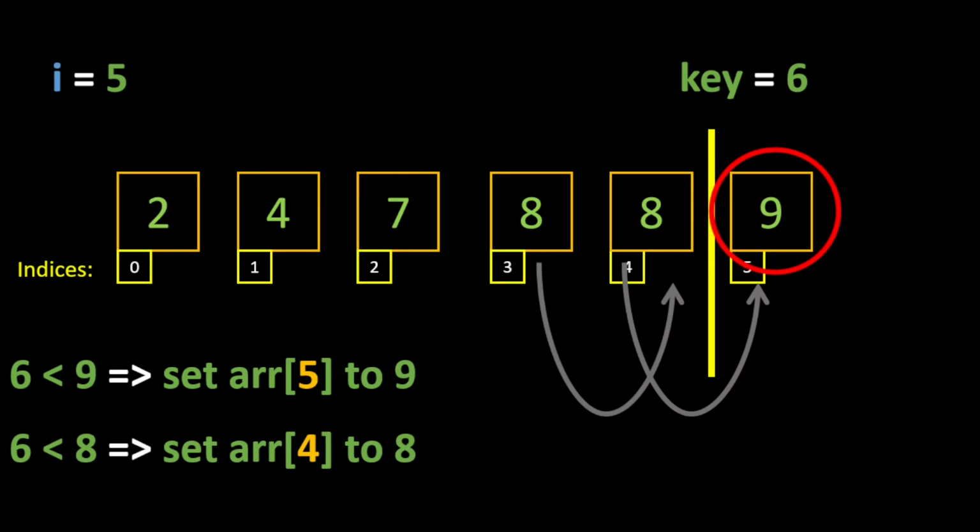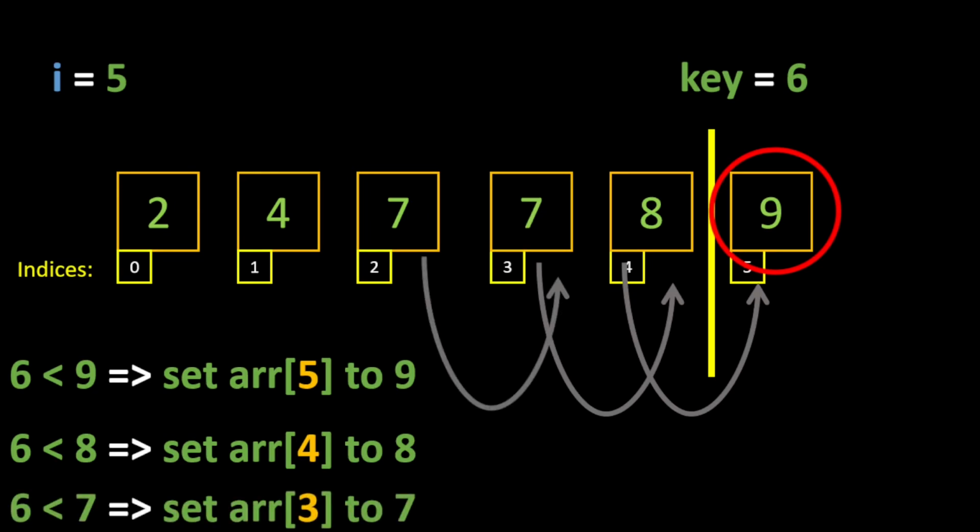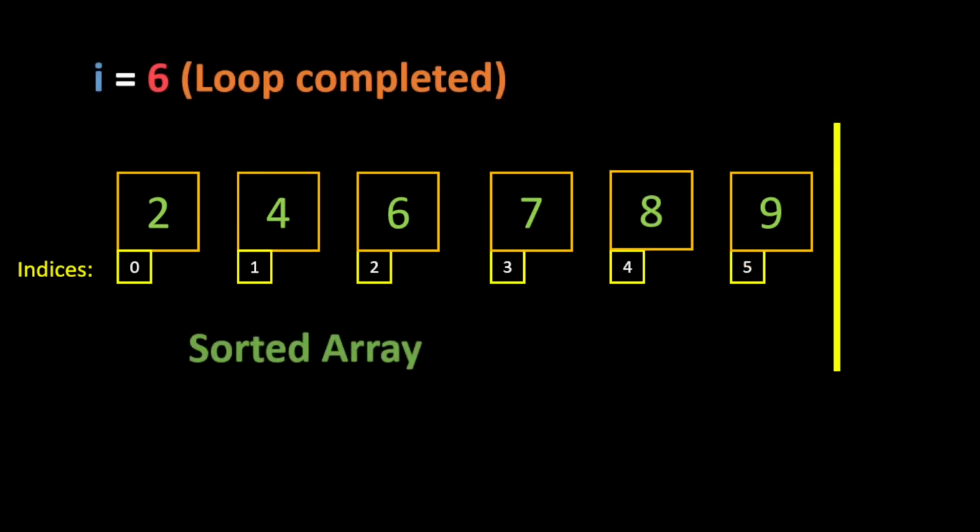We now compare the key to the element at index i minus 3. This one's also greater, so we move it to index 3. Next, we compare the key to the element at index i minus 4. This is smaller, hence the correct position for 6 is between the 4 and the 7. We have now reached the end of the array and the sorting is complete. Next, we'll check out the pseudocode for this algorithm.